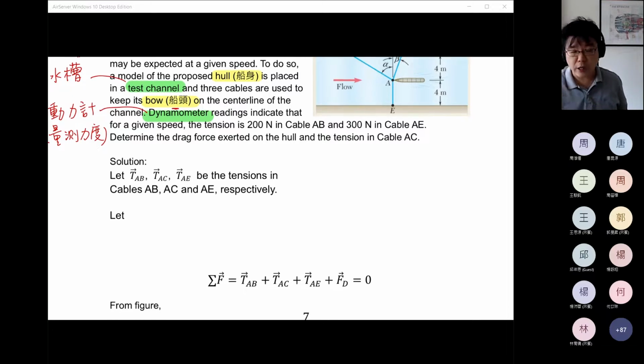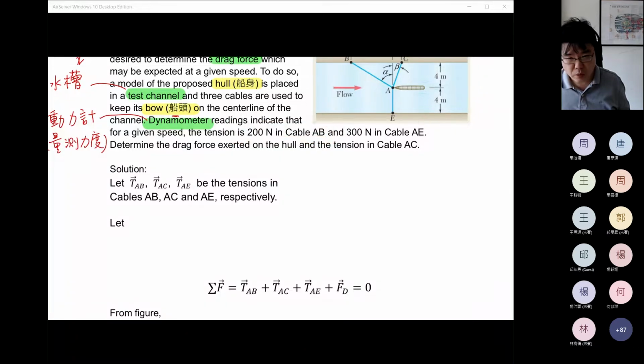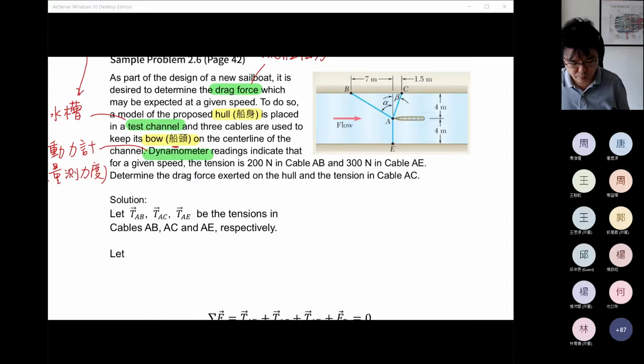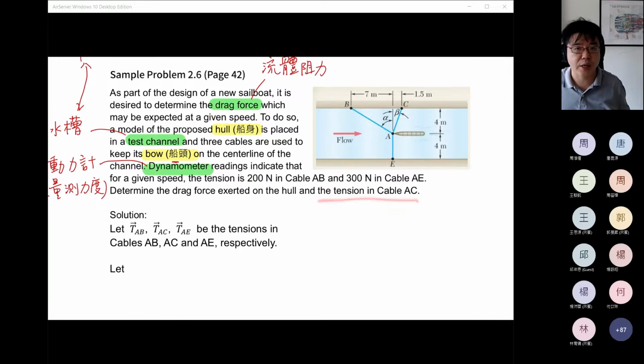Let's go on and solve. The problem gives cable AB has a tension of 200 Newton, and cable AE has a tension of 300 Newton. But we have some unknowns. What do we want to determine? One, the drag force exerted on the hull, this one. And two, the tension in cable AC.